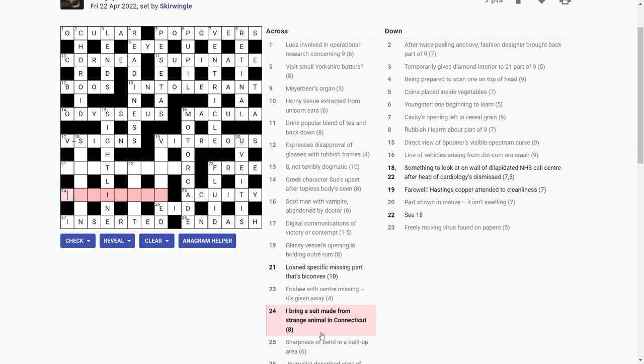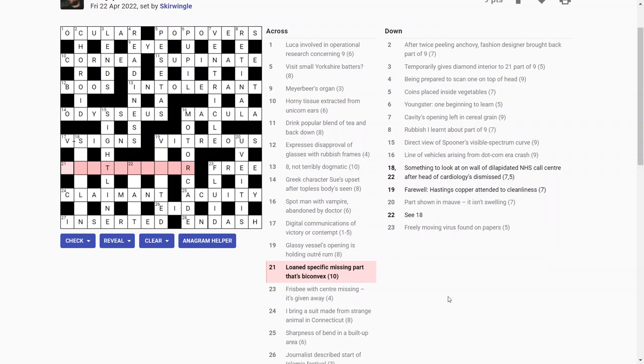I bring a suit made from strange animal in Connecticut. Connecticut is CT, I think, the state abbreviation. I bring a suit made from strange animal. Could it be an anagram of animal inside CT? I bring a suit. Oh, claimant. Yeah, claimant. I bring a suit. A lawsuit. Not a suit you'd wear to work. So yeah, anagram of animal inside CT.